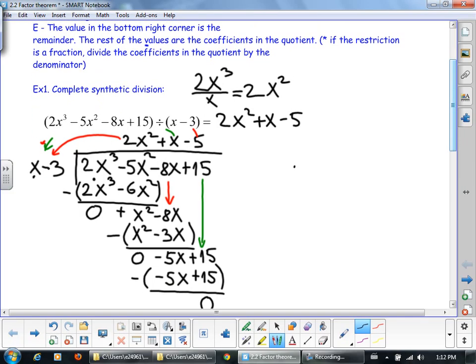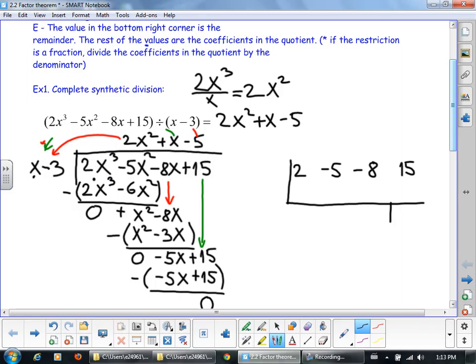So we're going to write 2, negative 5, negative 8, and 15. Those are the numbers that are of interest to us. And then we're going to draw something like a weird shaped L and another vertical line just at the end.